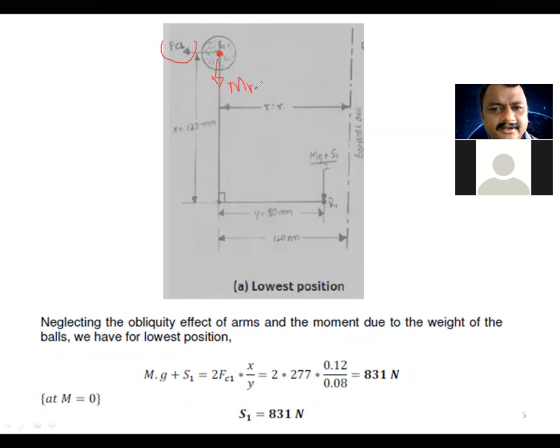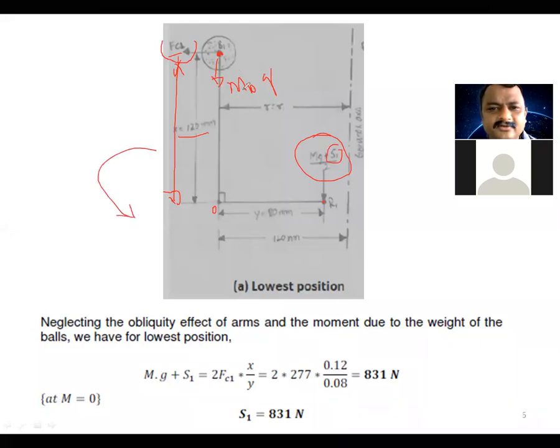One more force is the mass of the ball into acceleration due to gravity. And the third one is the mass of the sleeve plus spring force S1 divided by 2, at the point where the sleeve is having contact with the bell crank lever or sleeve arm. Now, I take moment about the fulcrum point O. Fc1 is the force, and the perpendicular distance from here to the fulcrum point is given by x. So that is one moment, that is clockwise moment.